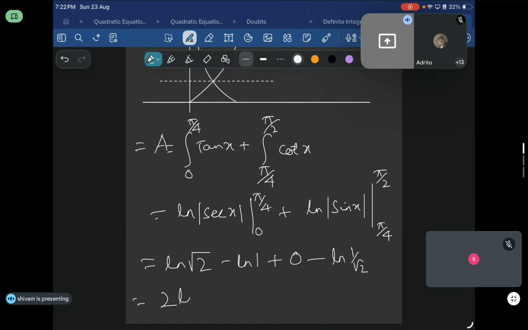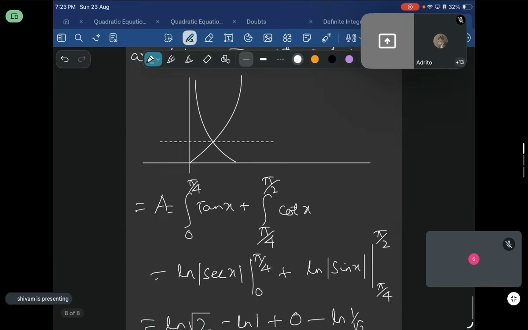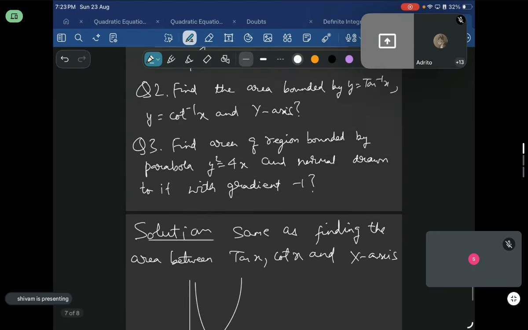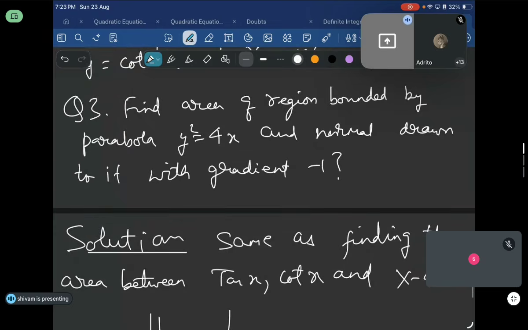So this will become how much? 2 ln root 2, which will be equal to ln 2. ln 2 is the correct answer. Got it? Very easy. Number 3, should I start? Tell me.